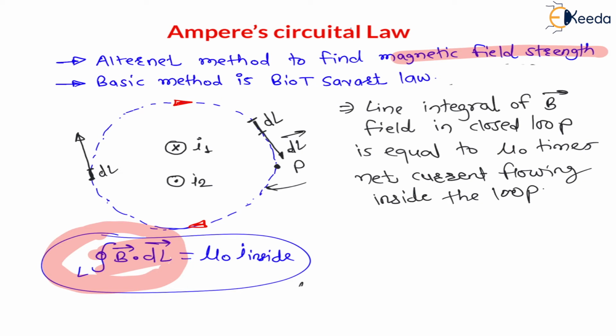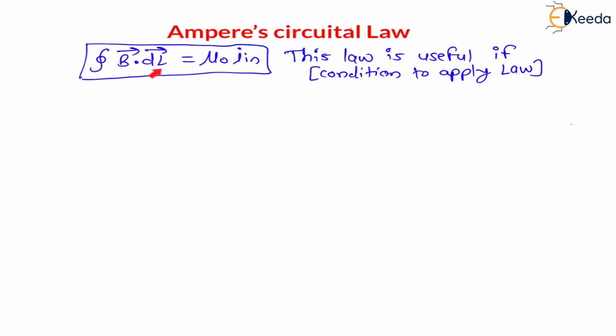This is called Ampere's Circuital Law. Now let us understand when this law is useful. The conditions to apply this Ampere's Circuital Law, sometimes they will ask in the exam also. So my dear students, this is Ampere's Circuital Law, that is, the line integral over a closed loop of a magnetic field is equal to mu naught I inside.